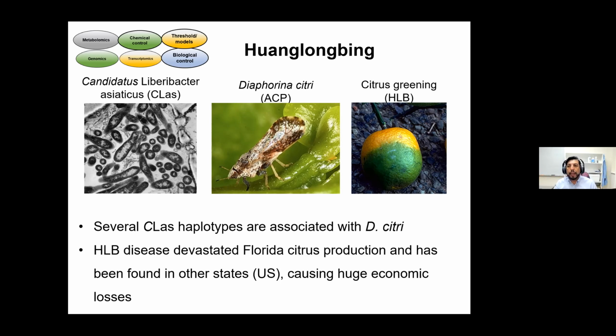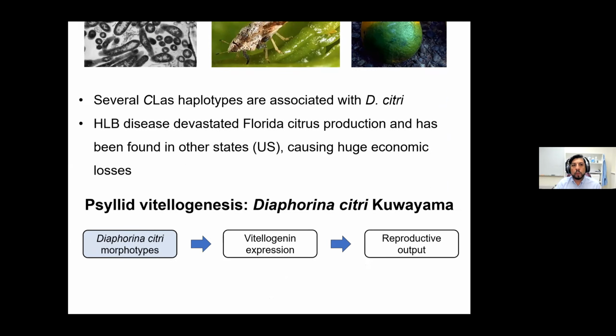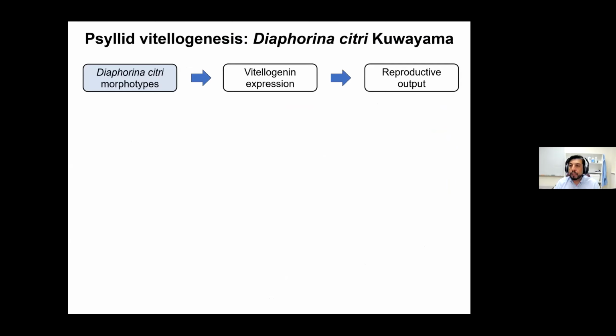Another problem that we have is that the rate of infection of the insects, the ACP, varies a lot during the year, going from 10% to sometimes 90% of infection. So it's really variable, and we need to spend a lot of resources to finally reduce the incidence of HLB. And this disease is across all the southern states that have citrus.